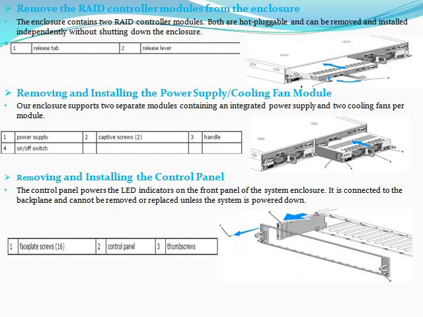Then to release it, push up on the release tab on the left side of the module. At the same time, pull out the release lever. When the lever is pulled out, the controller module is partially ejected from the enclosure. Remove the module from the enclosure and place it on a flat surface. Here, the first one is the release tab and the second one is the release lever.